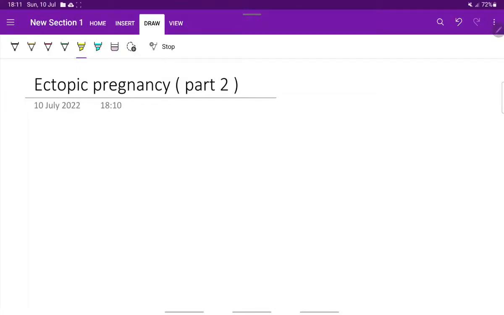In our previous video, we have seen about the definition, types and the termination of tubal gestation. So, in this video, we will see about the clinical features, investigation and management, that is the treatment of ectopic pregnancy. First, the clinical features of tubal pregnancy.